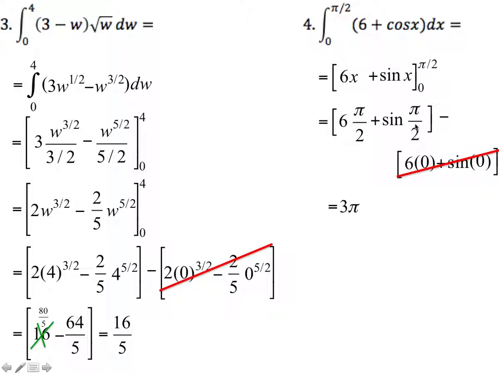And sine of pi over 2, think of the unit circle here. I'll kind of draw it in space. The unit circle, pi over 2 is up at the top. Sine is the y-coordinate, so we're talking about that top value. The y-coordinate is 1. So the answer for this definite integral is going to be 3 pi plus 1.